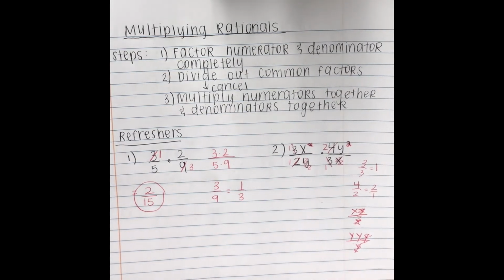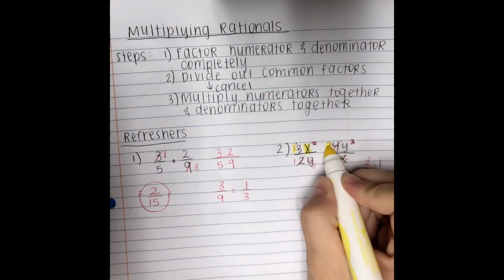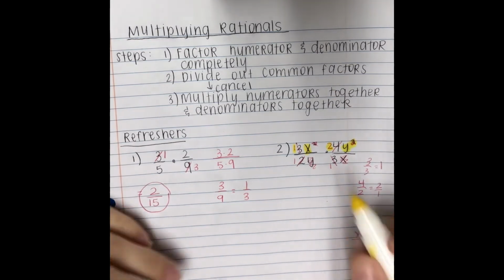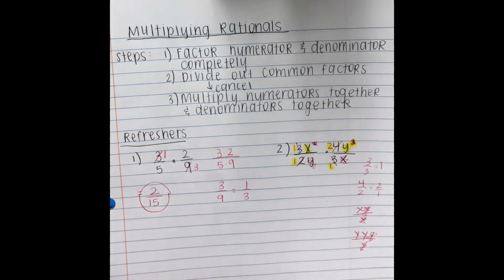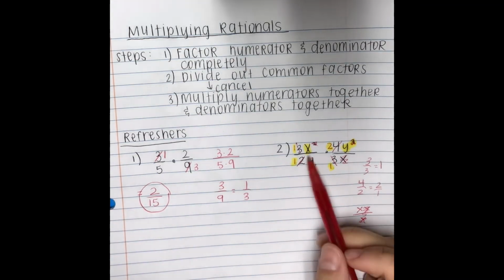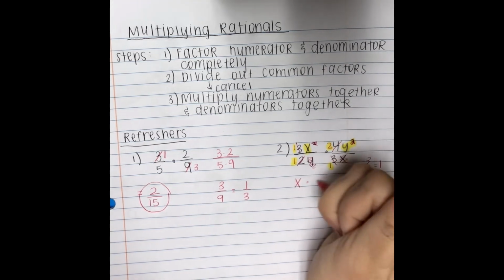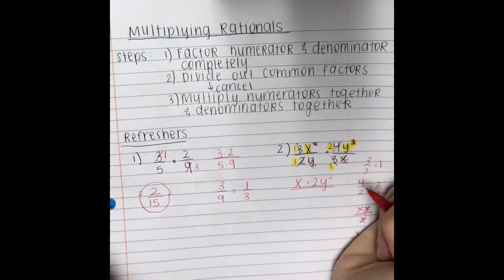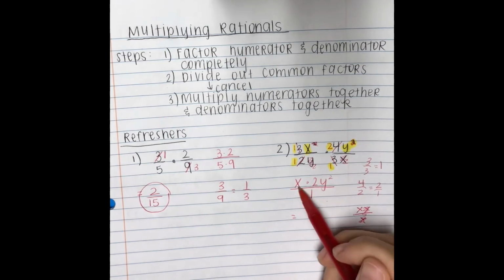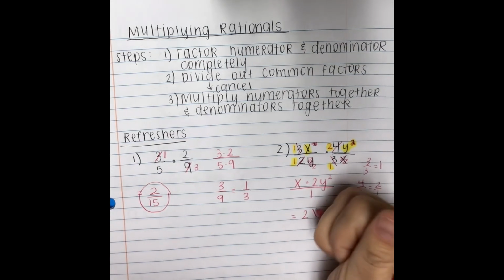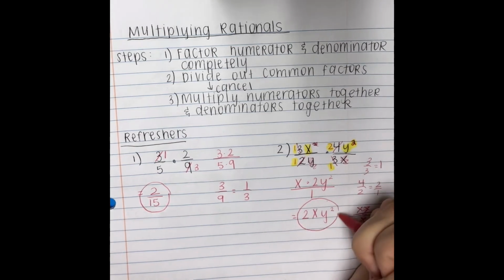So what does that leave me up top? That leaves me a 1, an x, a 2, and a y squared. On bottom, that leaves me a 1 and a 1. So 1x times 2y squared, and then on bottom, just 1 times 1, which is just 1. So they like to put the numbers out front, so this would be a 2 and then x, y squared up top. 1 on the bottom, you don't have to write it, so this would be your final answer.